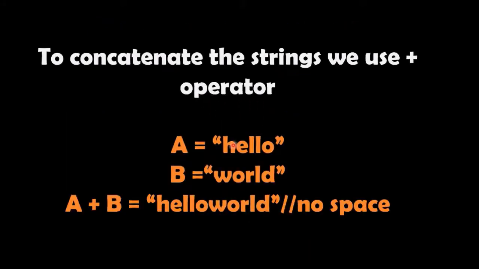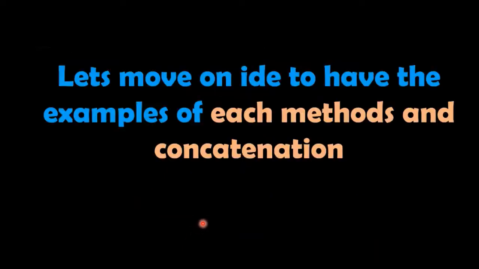Let's see an example of this string concatenation. To concatenate the strings, we use the plus operator. Say you have string a as hello and string b as world, and if you do a plus b, it will give helloworld, without any spaces in between hello and world. The output will not be hello space world. Make sure that you understand this point. So this is the string concatenation part. Now we'll move on to the Atom IDE to see examples of each method and concatenation.